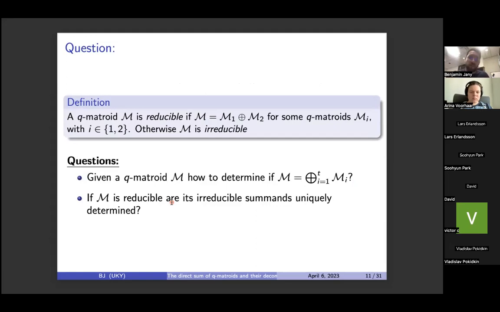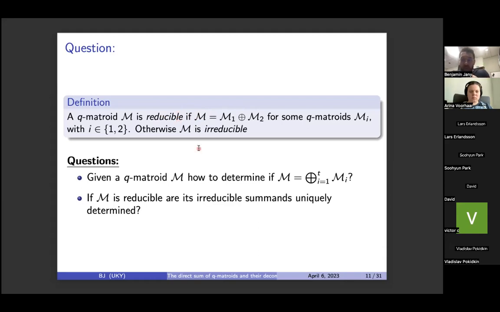But then if I give you any random q-matroid, how do I decompose that q-matroid into summands? To make this question explicit, we define the notion of a reducible q-matroid, which is just a q-matroid that can be written as the direct sum of smaller q-matroids. And if a q-matroid is not reducible, then we call it irreducible.